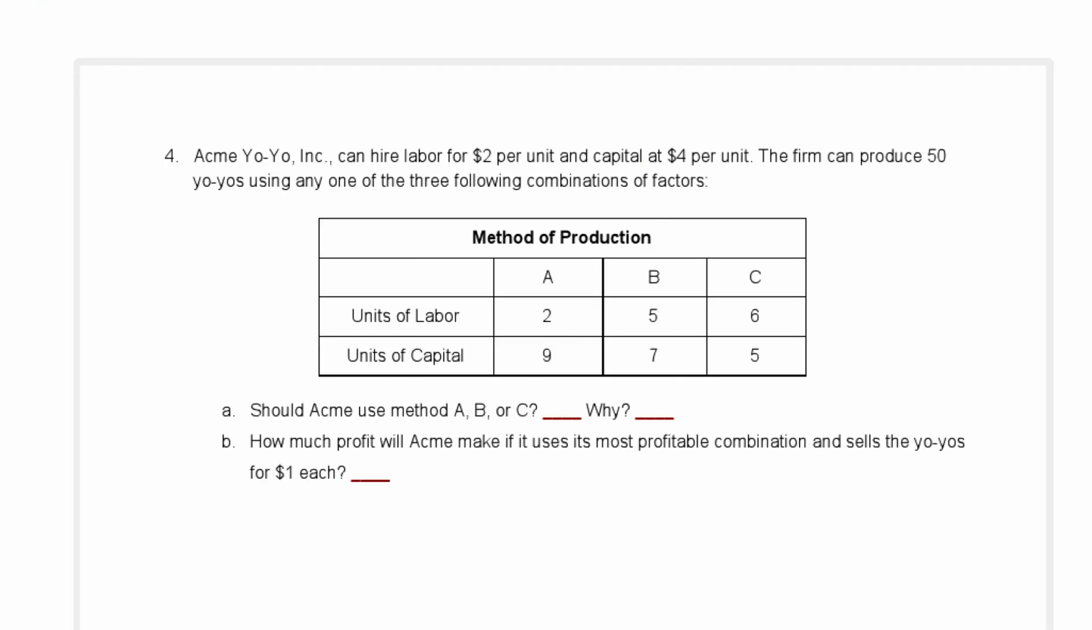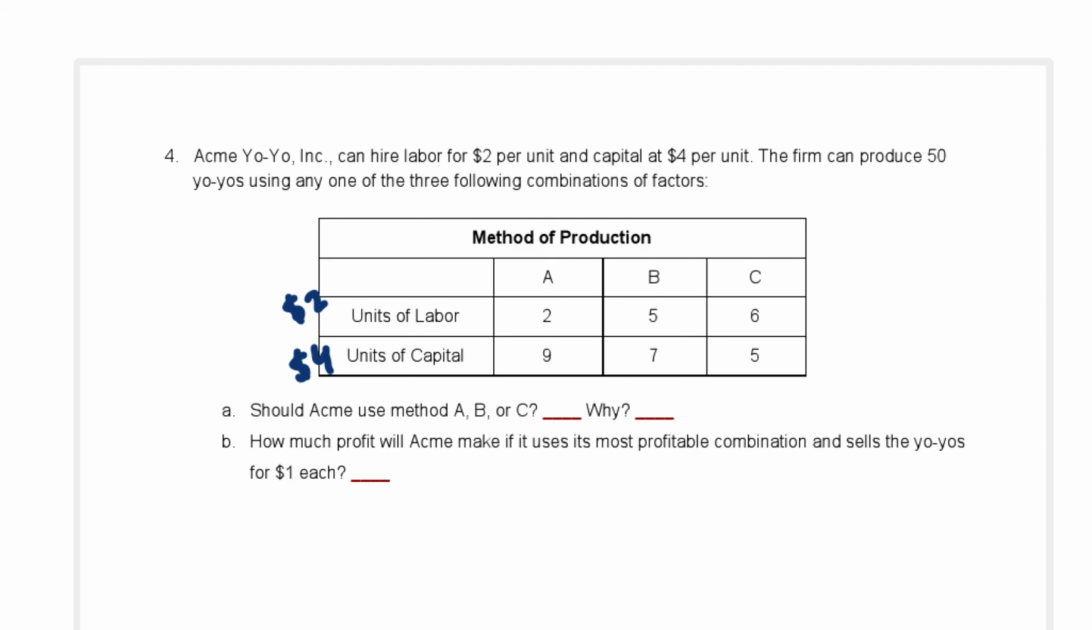All right, finally, last one here. So Acme Yo-Yo can hire labor for $2 per unit and capital for $4. So those yo-yo robots are a little more expensive. And the firm can produce 50 yo-yos using any one of the following 3 combinations of factors. So which one do we do? And really all we're doing is figuring out which one is cheapest.